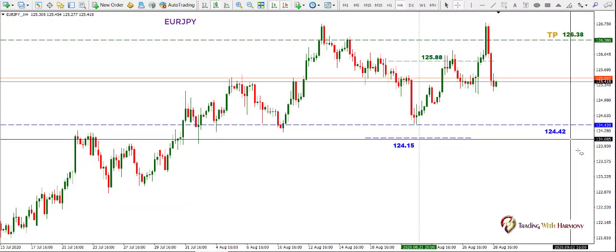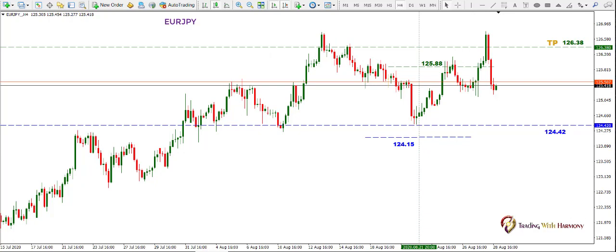So last week we were at this point here, and what I was talking about was that I was looking for price to come up north and hit our TP. So it did. So if you're on that move, guys, well done. It came up and hit our TP, being the 125.88.